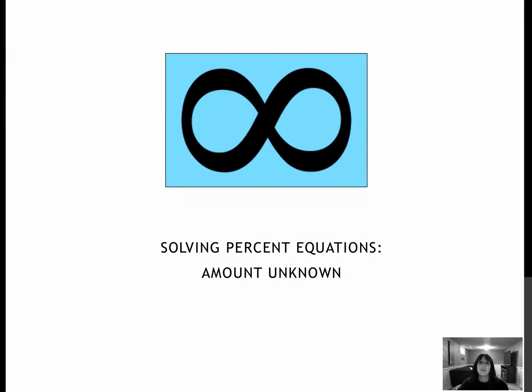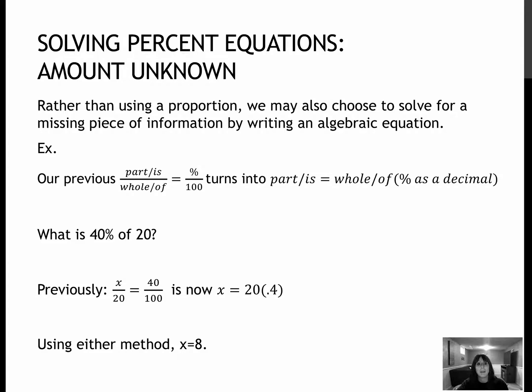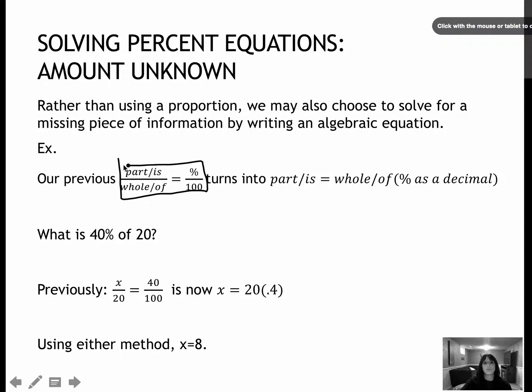We just learned how to set up a percent proportion, and now we're going to learn how to solve those same types of questions using percent equations rather than proportions. So in these, the amount will be unknown, so they will all have that same thing in common. If we had the proportion, this is what we just got done doing, part over whole, or is over of, equals percent over 100.